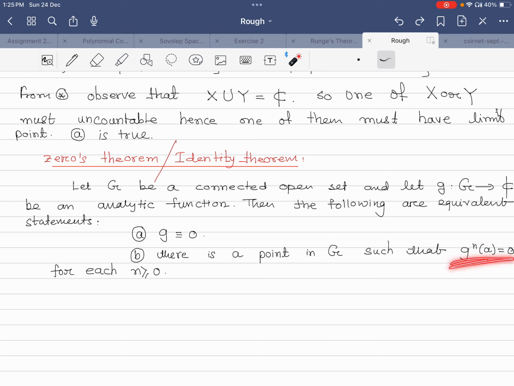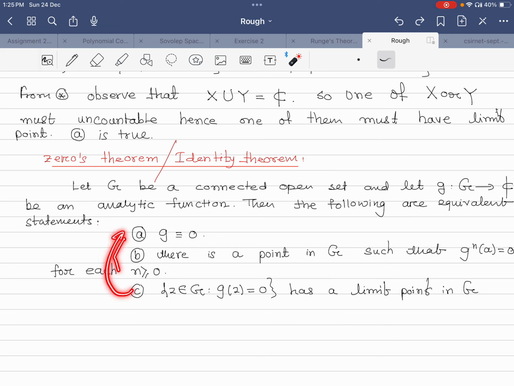I mean that comes from the power series expansion, something like that. You can see the proof, but that is important actually. Here we will use only C and A are equivalent. Here we will use C and A. But B is also very important sometimes.